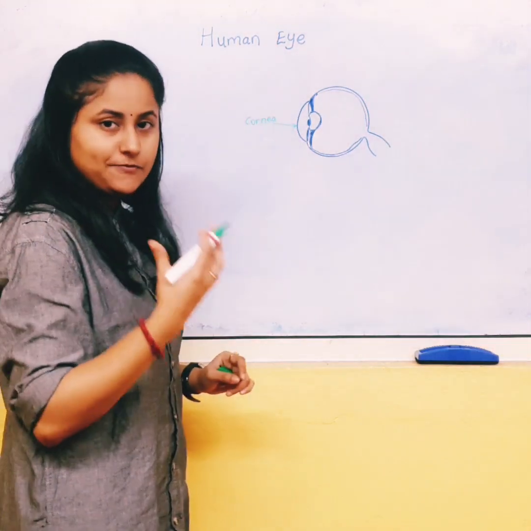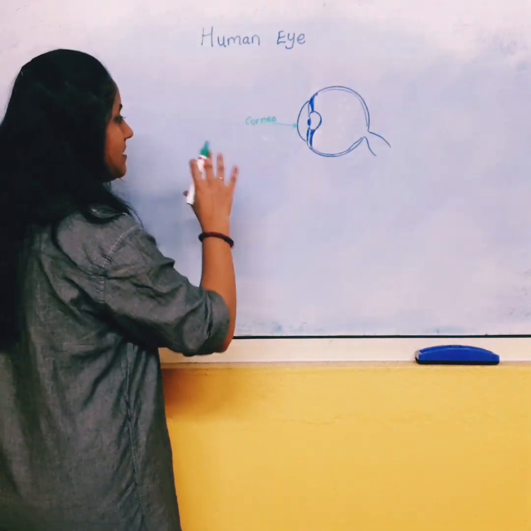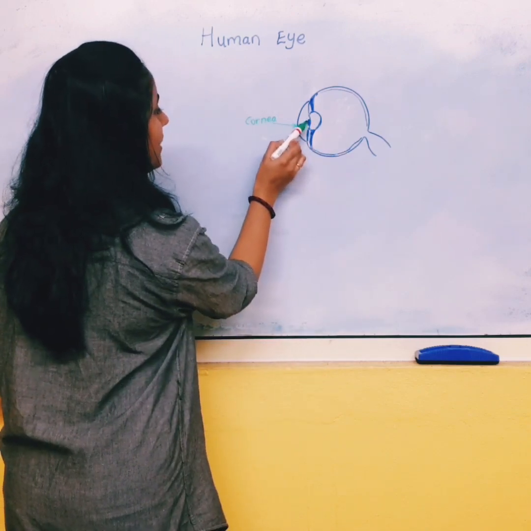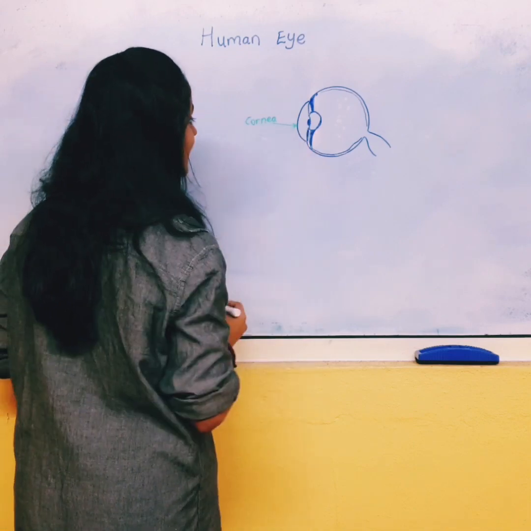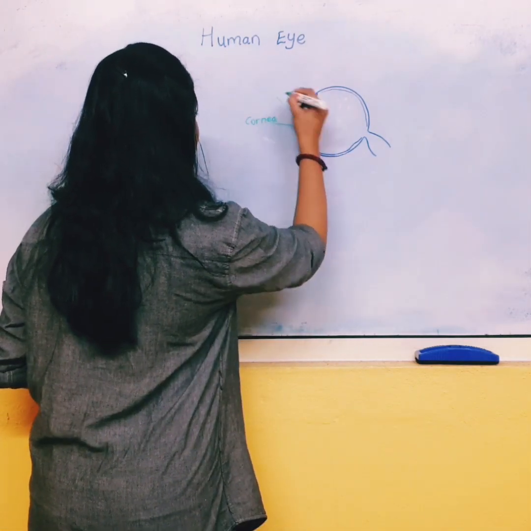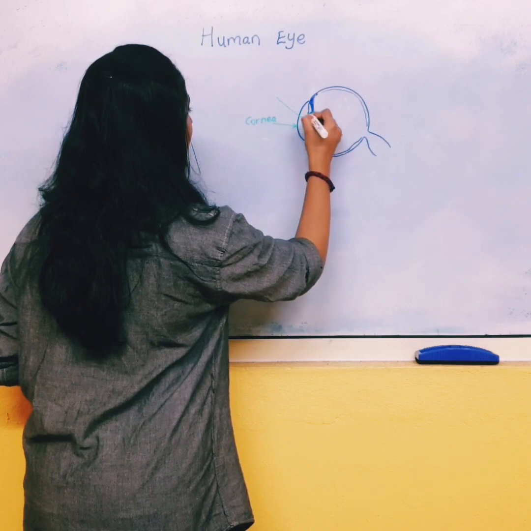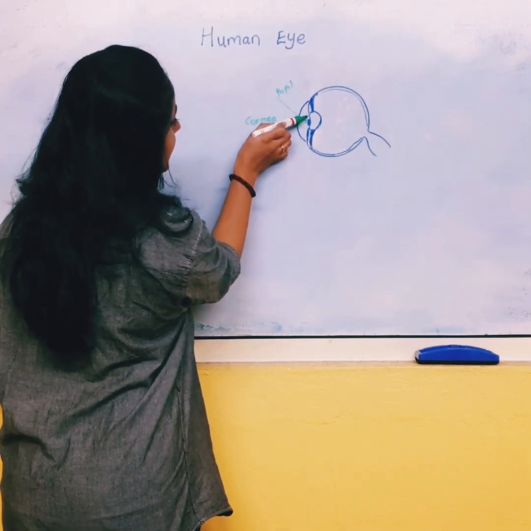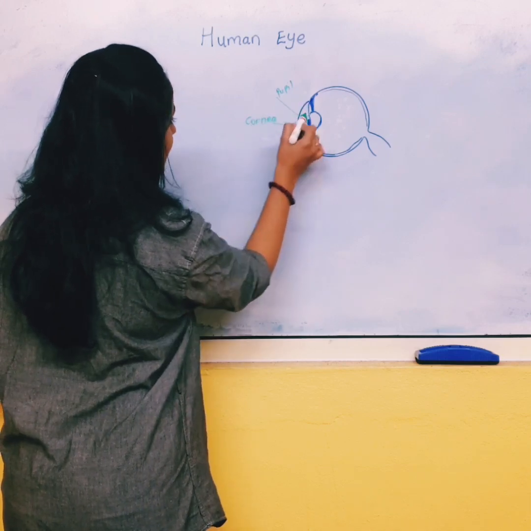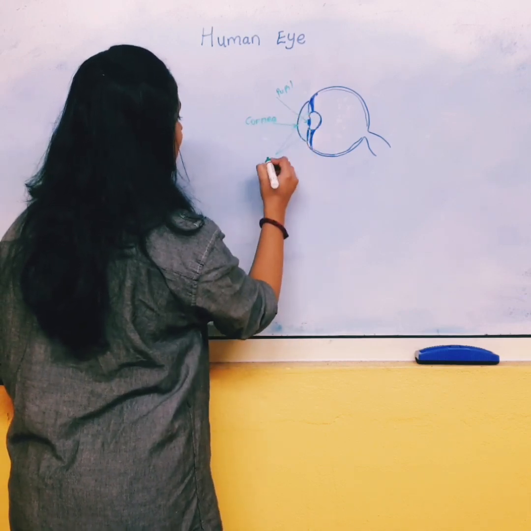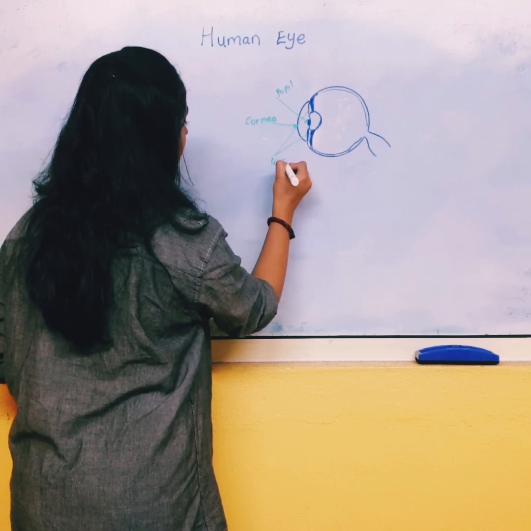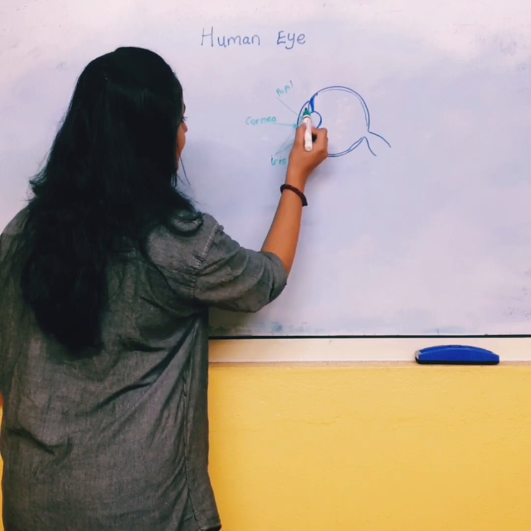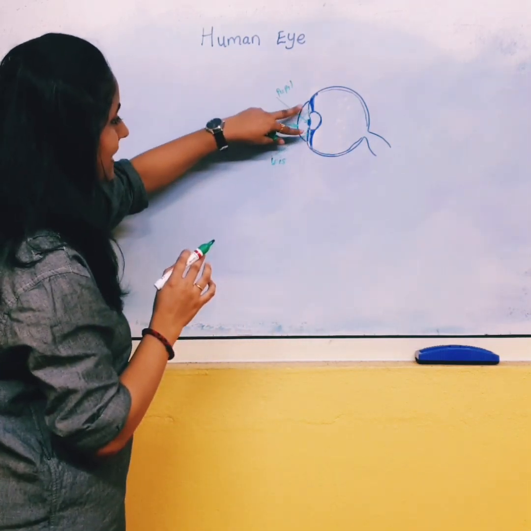We will look at its functions separately. First, let's just understand what is present in it. Now, this spot which you can see here is known as the pupil. So this particular spot is known as the pupil. And near the pupil, on both sides, what is present is known as the iris. So this particular thing is known as the iris, towards both the sides.